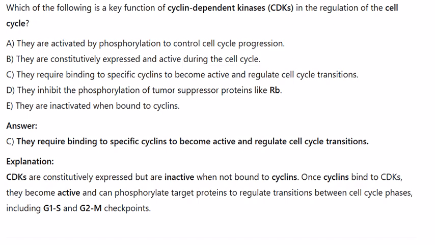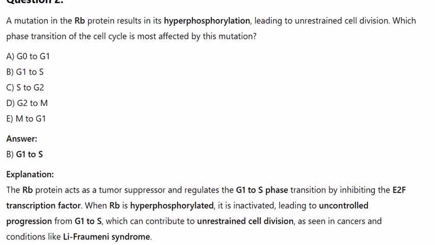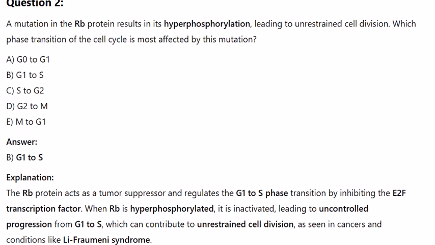Question 2. A mutation in the RB protein results in its hyperphosphorylation, leading to unrestrained cell division. Which phase transition of the cell cycle is most affected by this mutation? A. G0 to G1, B. G1 to S, C. S to G2, D. G2 to M, E. M to G1. Answer. B. G1 to S.